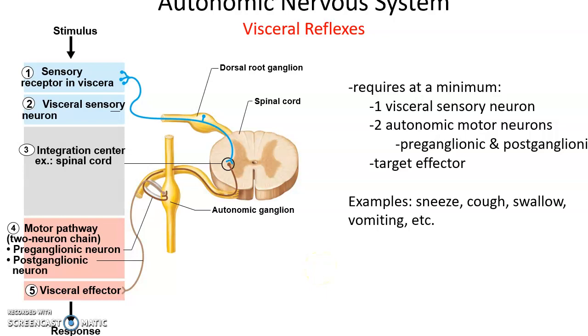So again, visceral reflexes. There's a stimulus detected by a sensory receptor, which could be the visceral sensory neuron, could be the same thing. They send the signal to the brain or spinal cord. They synapse with a preganglionic motor neuron that is then going to send out its signal to a ganglion where it'll synapse with the postganglionic motor neuron that will then go to the effectors to get the response. Again, these are things that happen that you can't really control once they get going: sneezing, coughing, swallowing, vomiting, and probably some other things that we're not really aware of that occur deep inside our organs.